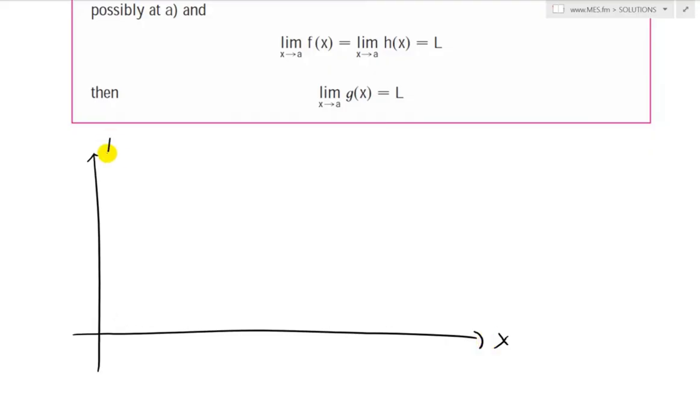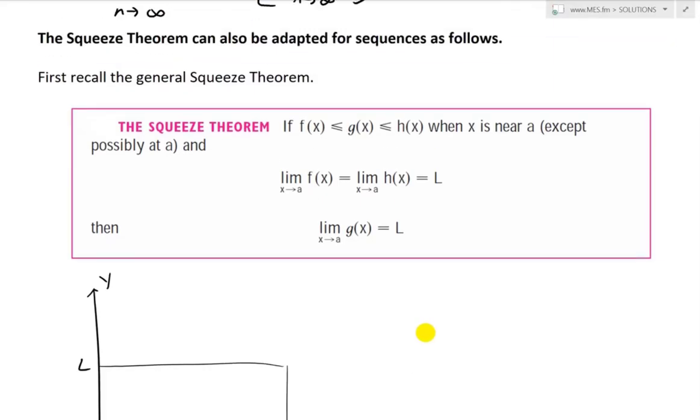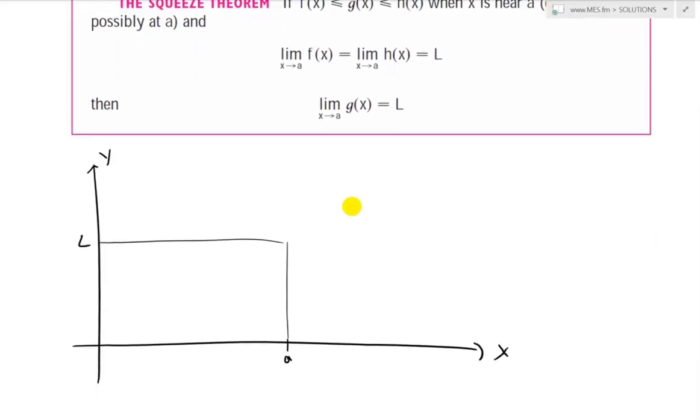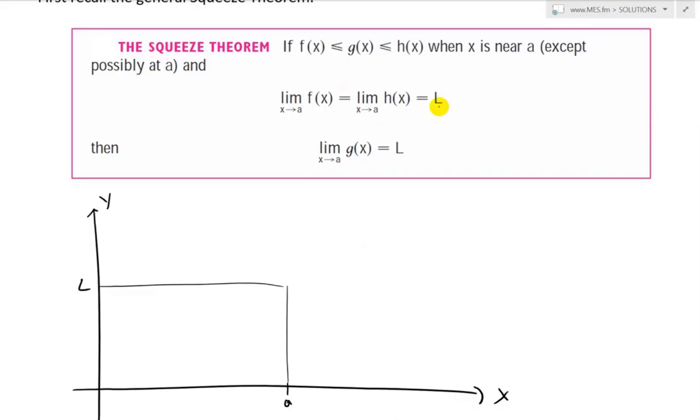So if this is x, this is y, and let's say here is a, and let's say we have L, so this goes up across here, and L is right across there, like that. To illustrate this, let's draw h of x first. Let's say it's the larger one, so it's always greater than g and f. But its limit is L, so it goes over to here. So let's say we have a function like this. This is h, and it goes across there and just goes around like this. This is h of x.